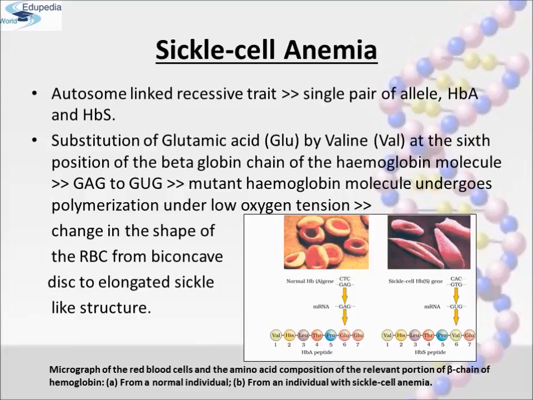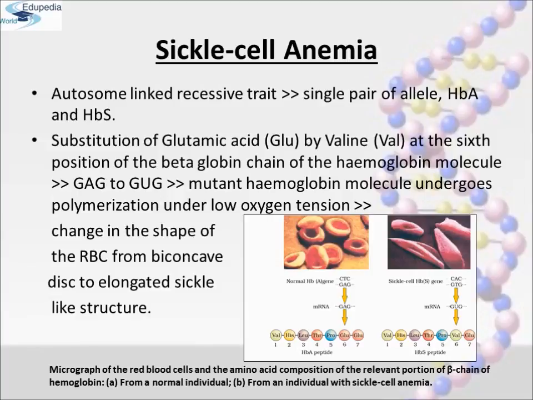The defect is caused by substitution of glutamic acid by valine at the 6th position of the beta globin chain of the hemoglobin molecule. The substitution of amino acid in the globin protein results from a single base substitution at the 6th codon of the beta globin gene from GAG to GUG. The mutant hemoglobin molecule undergoes polymerization under low oxygen tension, causing the change in the shape of the RBC from biconcave disc to elongated sickle-like structure.